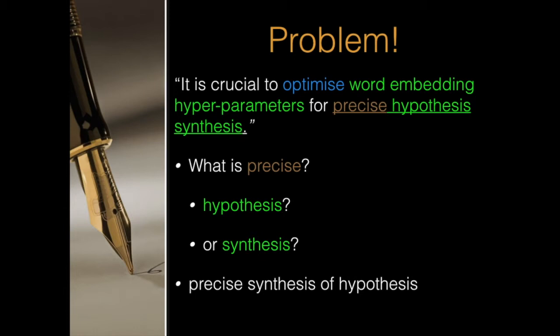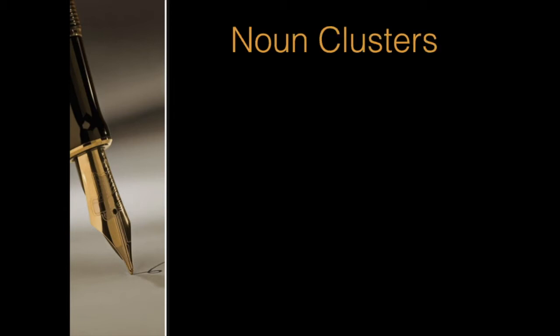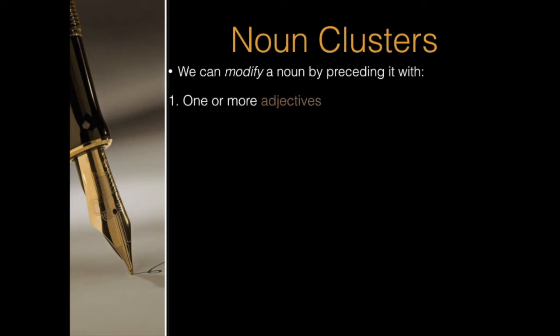The confusion arises when we use what we call noun clusters. Often we use extra words to describe another. In English grammar, we say that these extra words modify that other word. So there are various ways we can modify a noun. We can modify a noun by attaching one or more adjectives. For example, clear blue sky. What kind of sky? Clear blue sky.